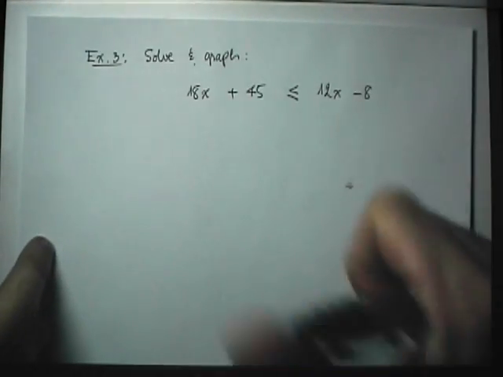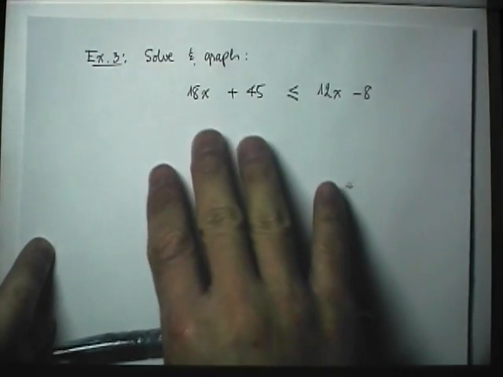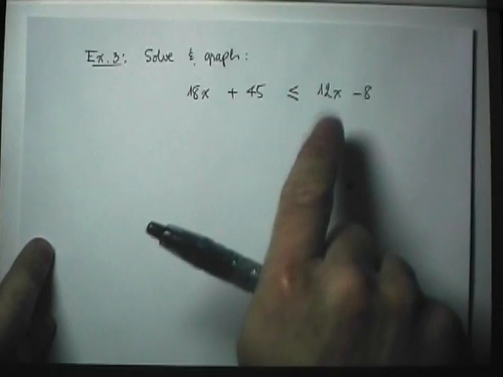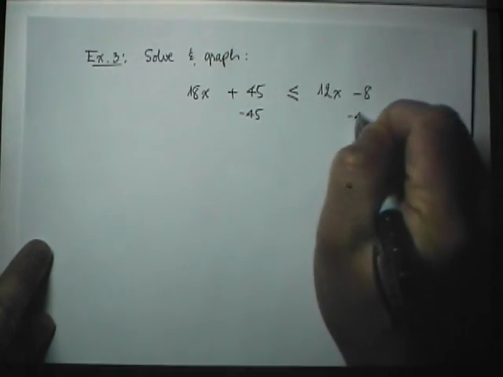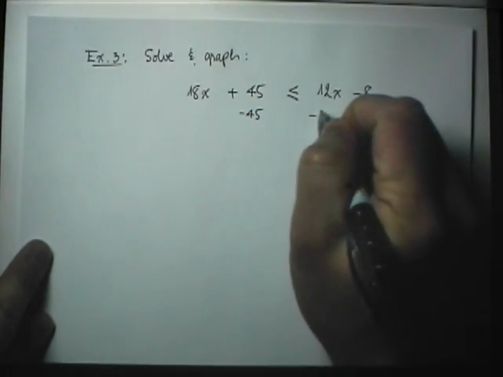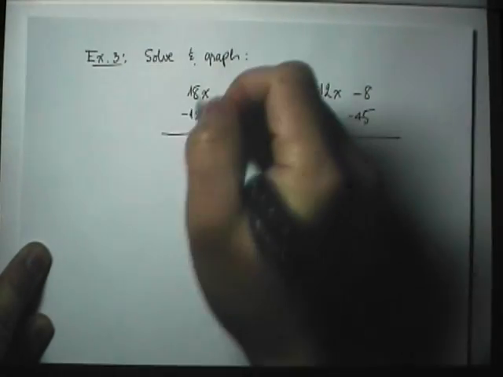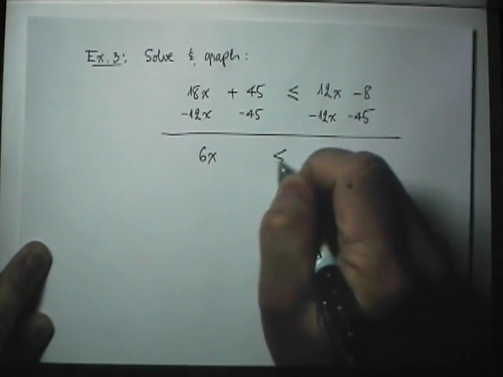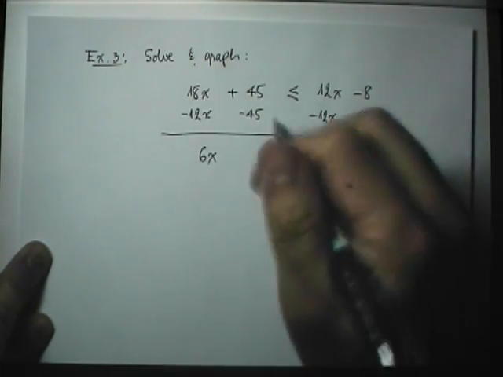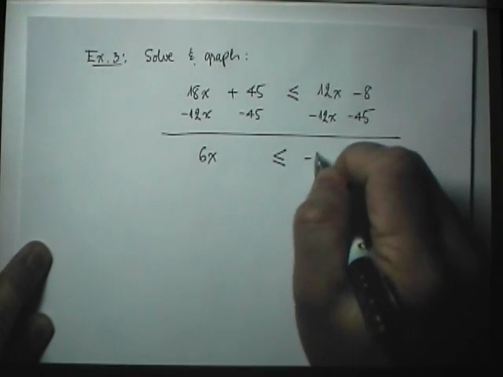So now, as usual, similar to what we've been doing with inequalities, a lot of times we try to bring all the x together on one side and the non-x to the other side. So I can subtract 45 from both sides, and at the same time I can subtract 12x from both sides, and that gets me 18x minus 12x. That gives me 6x less than or equal to, now minus 8 minus 45 is going to give me a minus 53.